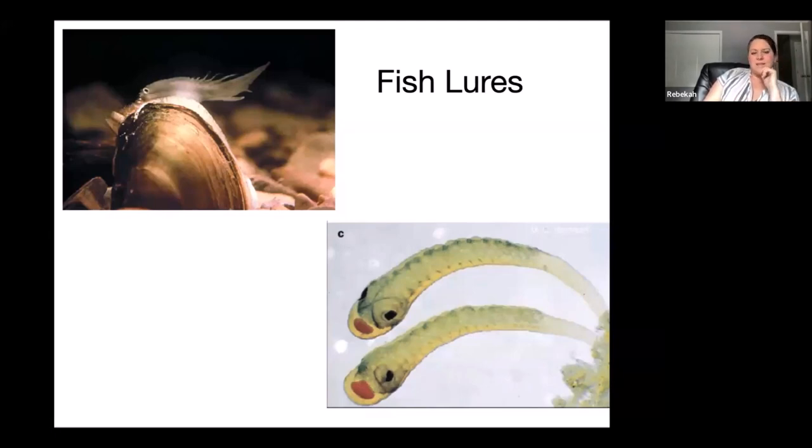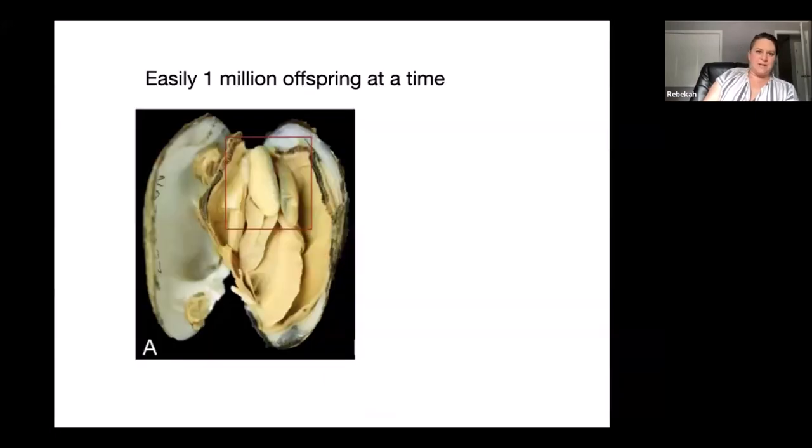Others are generalists and they just release tons of offspring into the water column with a whole bunch of snot. So they release them in mucus nets and they produce so many of them that the hope is when a fish swims by, they can infect them. And this is a gravid female. The gills here are actually puffy because they have so many offspring inside. And again, a single female about as big as your hand, which is pretty common for these to get that size, can hold a million offspring every single season.